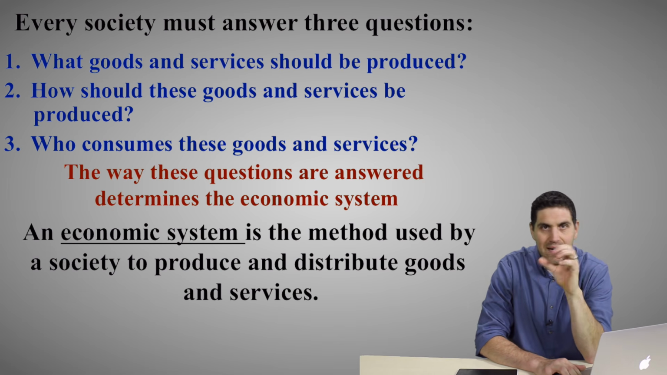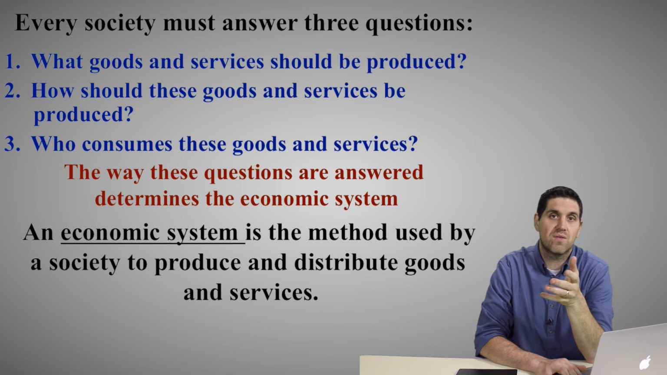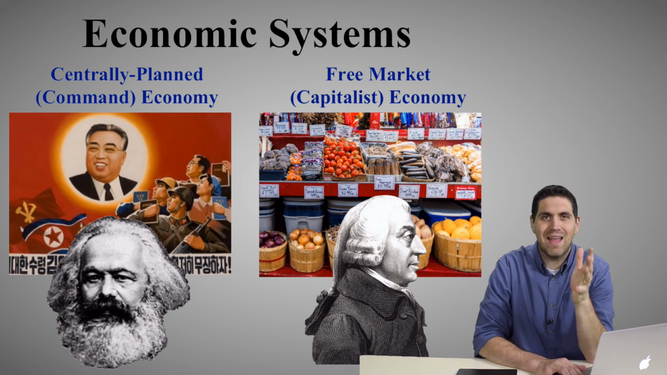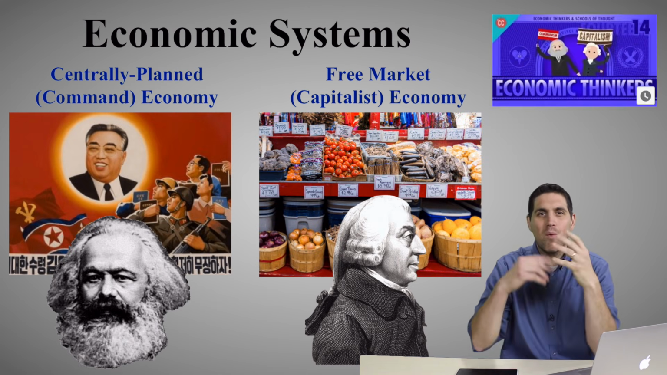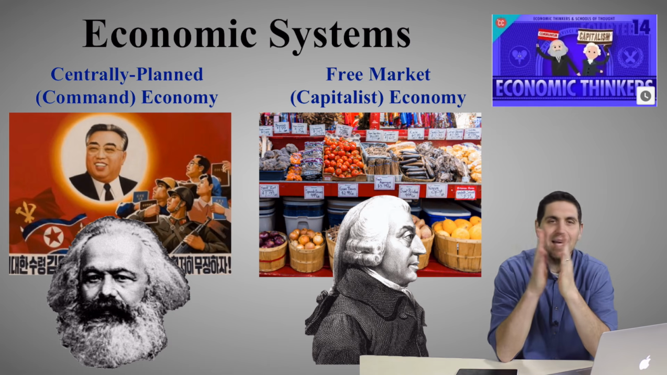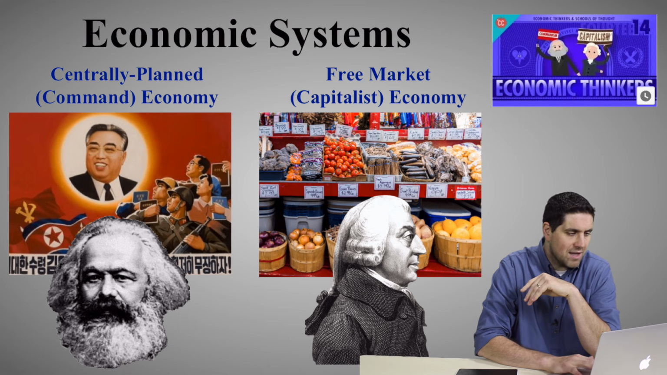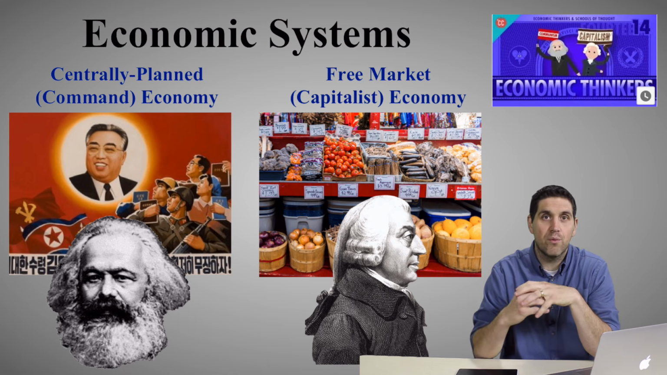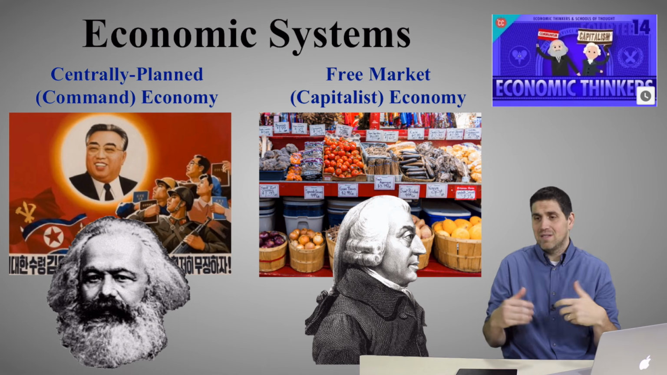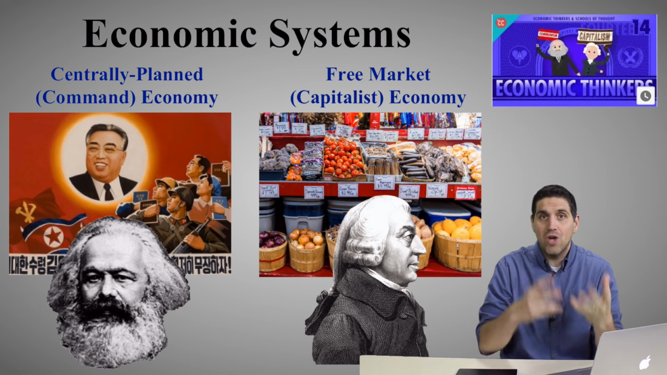It's the method society uses to produce and distribute goods and services. Now, there's really just 2 main types we're going to talk about. We go into a lot more detail in other videos, but the idea is centrally planned and free market economies. The centrally planned economy is one where the government owns all the resources. It owns basically the workers and tells them where they can work and what jobs they should have.